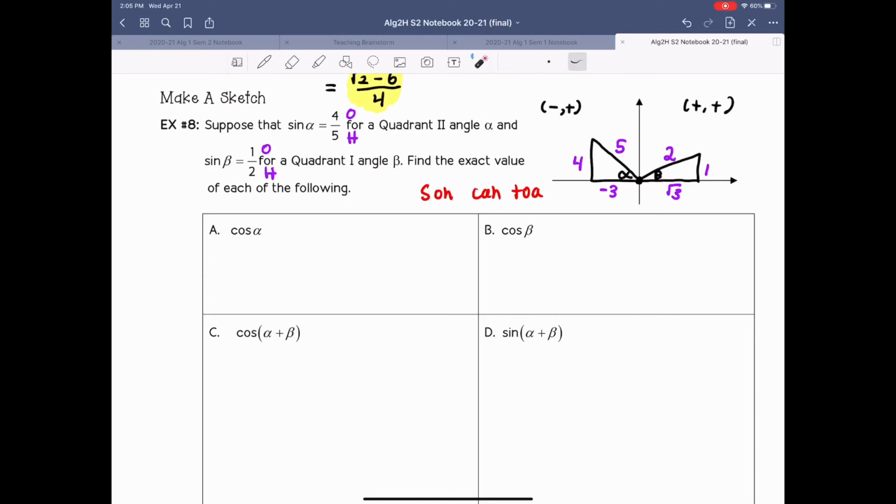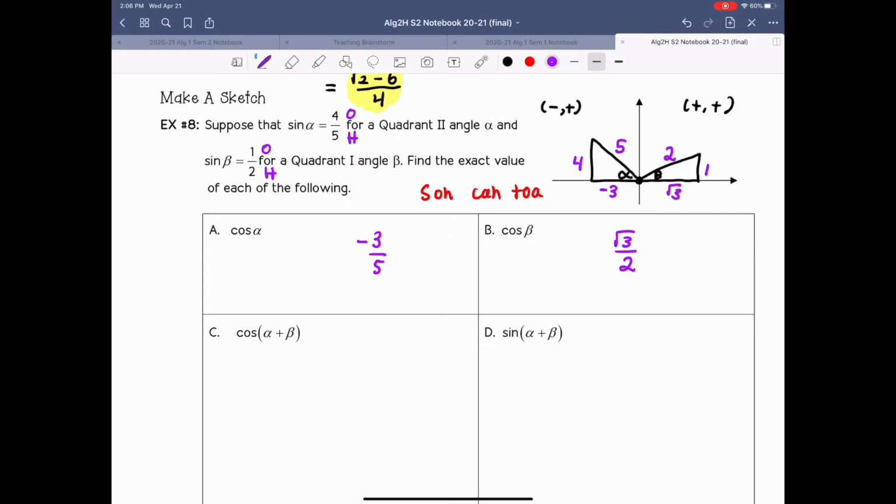Well, if I look at alpha, I know that cosine is adjacent over hypotenuse, so the cosine of alpha is going to be the adjacent side negative 3 over the hypotenuse 5. So we just get negative 3 over 5. That simple. Now part B, we have the cosine of beta. Looking at angle beta, cosine is adjacent over hypotenuse, so adjacent is square root of 3, hypotenuse is 2, so the cosine of beta is the square root of 3 over 2.